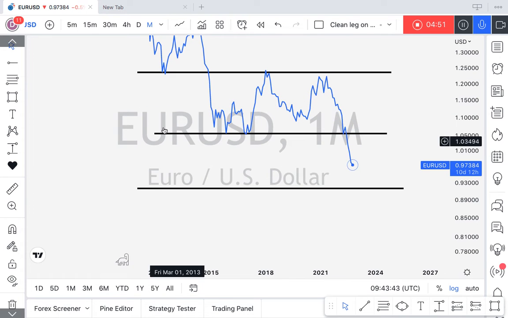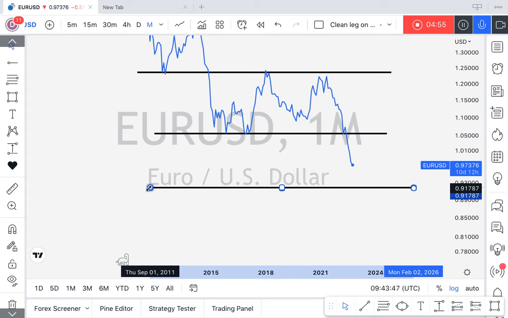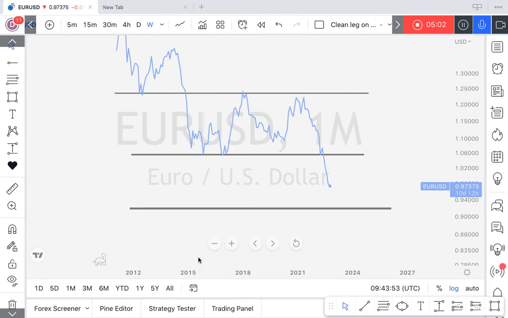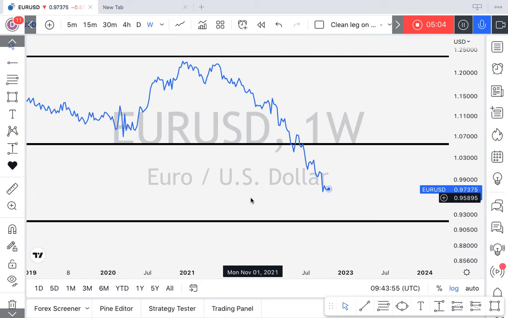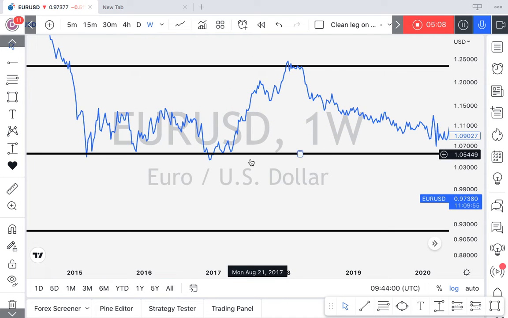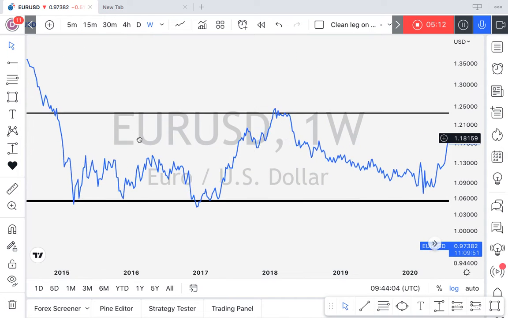So the next thing I'll do is make this as thin as possible, because I'm going to move to the lower time frames. Okay, so the next thing I'll do is come on the weekly. As you can see, everything looks pretty much good.